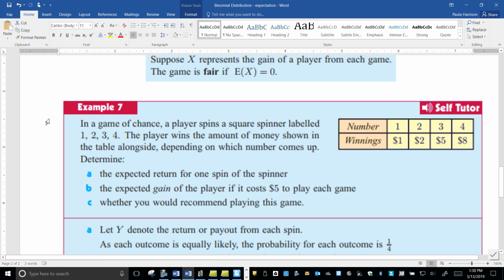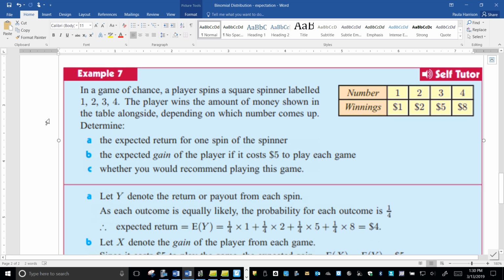So here we go. In a game of chance, a player spins a square spinner labelled 1, 2, 3, and 4. The player wins the amount of money shown in the table alongside, depending on which number comes up. Determine the expected return for one spin of the spinner. Now, at the moment, whilst this is a table, there are no probabilities in this table. So we have to determine what those probabilities are. So you've got a square spinner with numbers 1, 2, 3, and 4. What's the probability of getting a 1? 1 over 4. Nice.